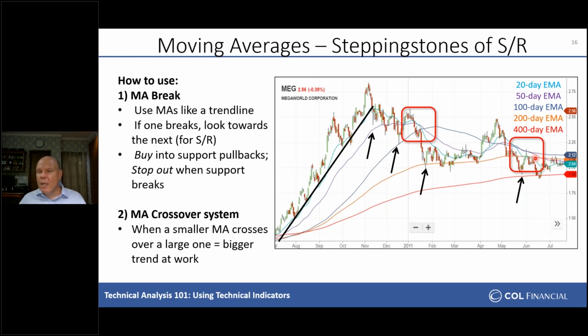So actually what happened here in Megaworld after this, and because of the crossover system, is really telling you warning, warning, warning, and that you should be lightening. And this eventually went to 1 peso and 50 cents. So here's where a crossover system can prove to be quite useful, so that you can align yourself with what the trend involvement is, and you can just back off very quickly. But every time you see rebounds from moving averages, that could be an opportunity for a buy, especially if you're using a short, medium, or long-term trend.